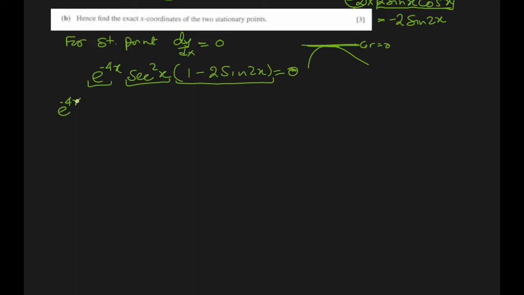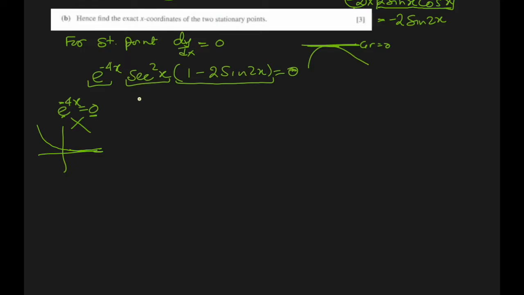E to power minus 4x, can it be equal to 0? E is a number, right? E is a constant. Its power will never give you 0. If you know the e to power minus 4x graph, it will look something like this. So it will never reach the 0 level. So no, this cannot be 0.